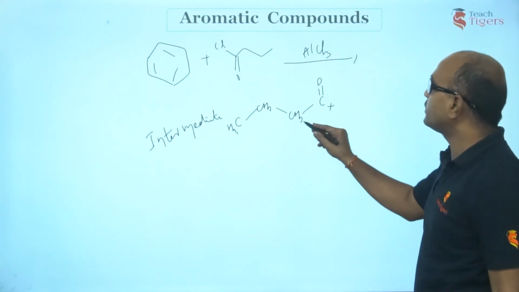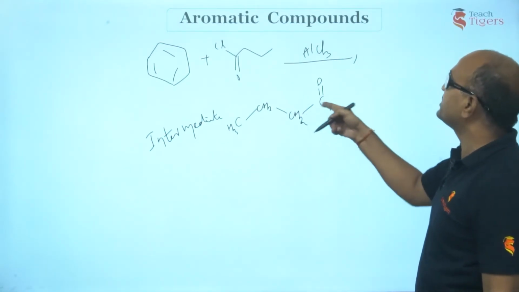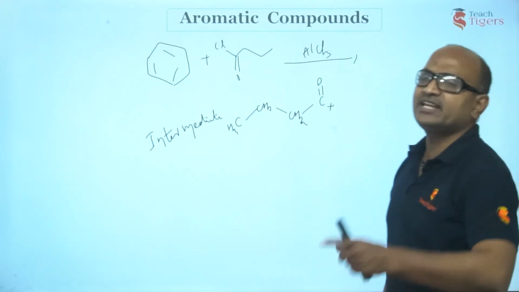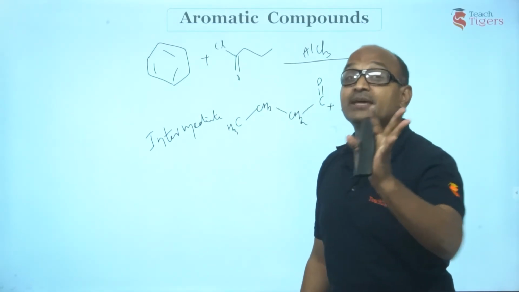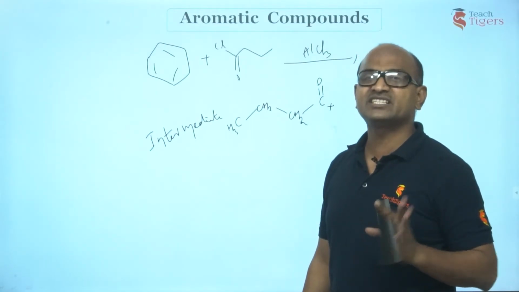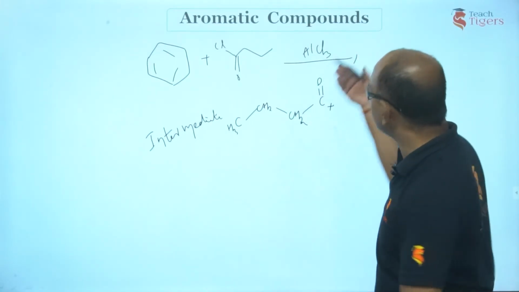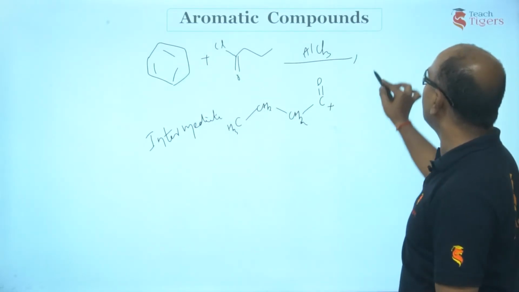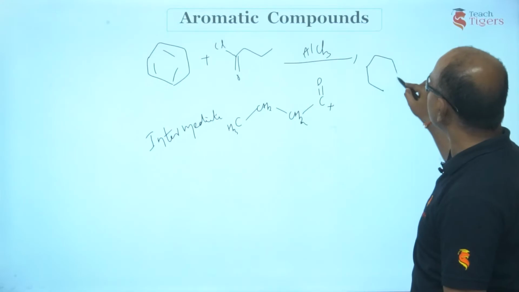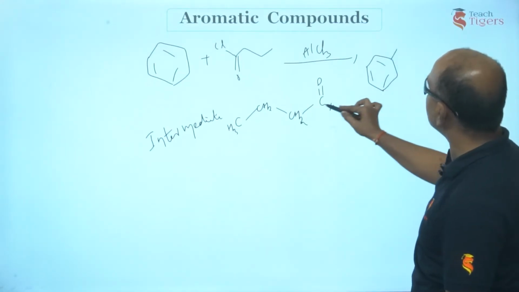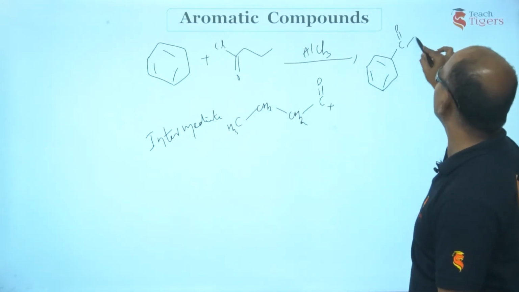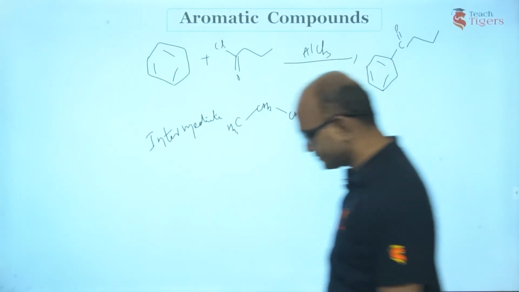In order to make you understand, I have written it bent, but actually this is sp hybridized, it has to be linear. And there is no rearrangement here. It is resonance stabilized. The acylium carbocation is resonance stabilized. There is no rearrangement. This itself is stable. Now this will go and attack the benzene ring. So directly you can write the product. So this would be the product. This is attached to C double bond O. 1, 2, 3, 1, 2, 3. This is the product.